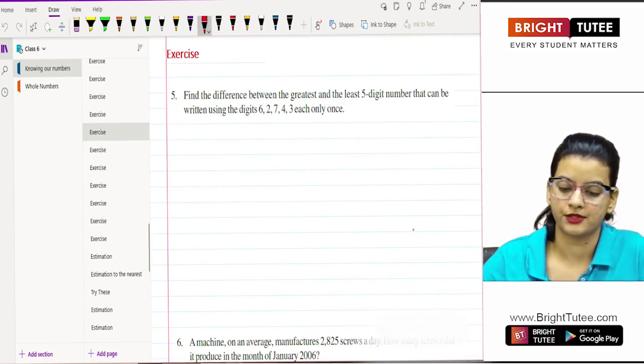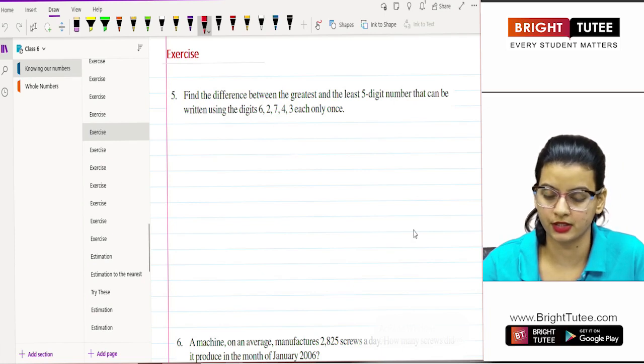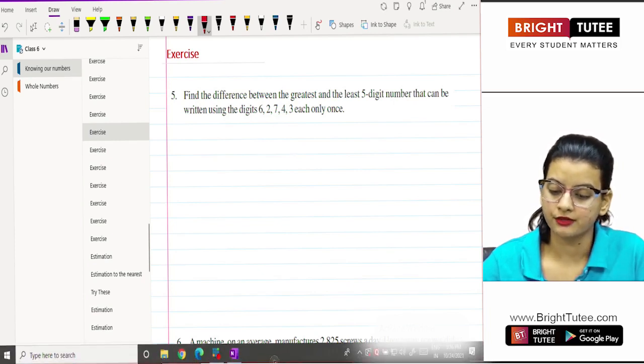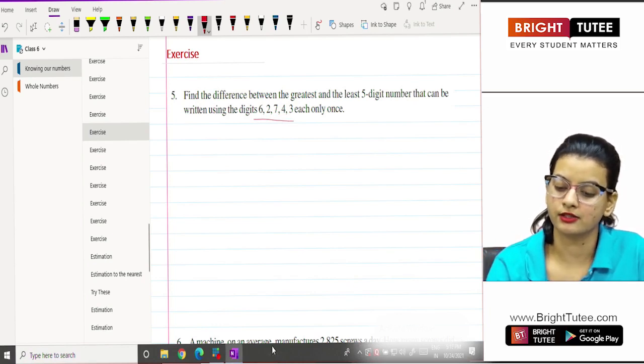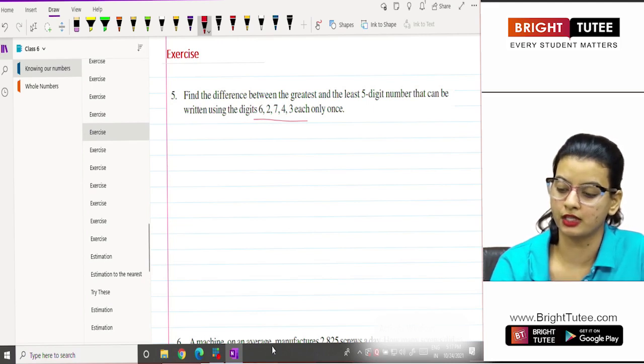Let's start with the next question in the exercise. Find the difference between the greatest and the least 5-digit number that can be written using the digits 6, 2, 7, 4, 3, each only once. So we can only use these digits once. So the greatest 5-digit number.